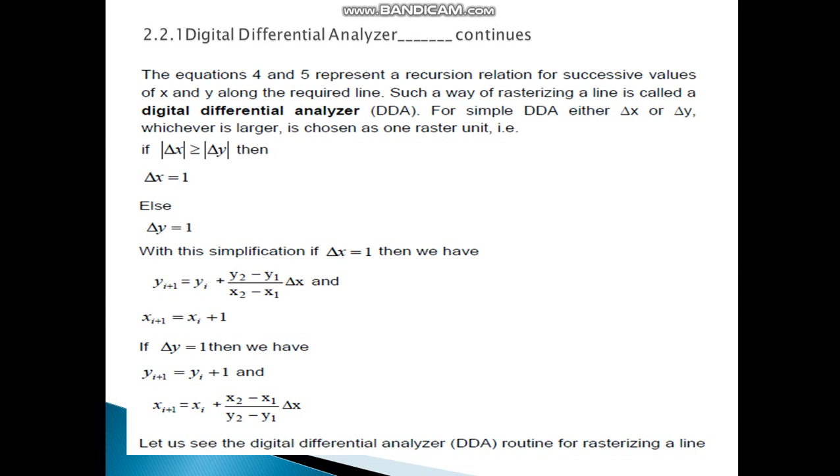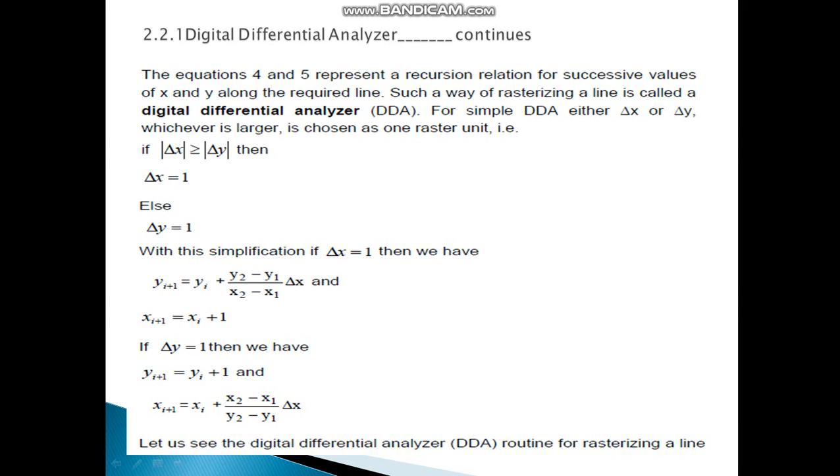Suppose x1 is equal to 2 and x2 is equal to 3, then we find out the difference, that is x2 minus x1 is equal to 3 minus 2 is equal to 1. If m is less than 1, then x is incremented, that is delta x is equal to 1. Means if delta x is greater than or equal to delta y, then delta x is equal to 1, the value of x1 and value of x is incremented, else value of y is incremented.